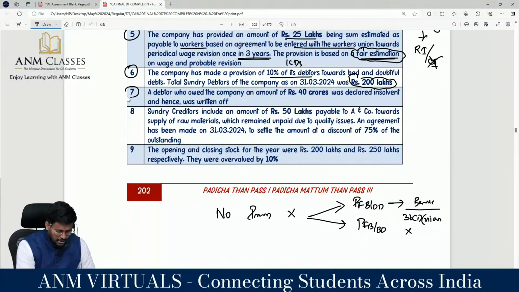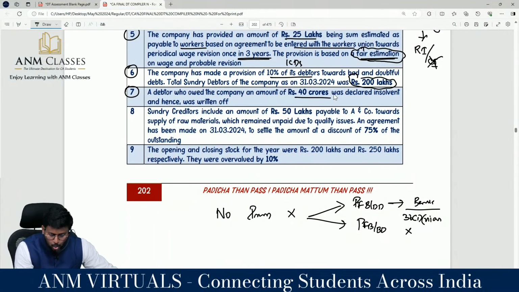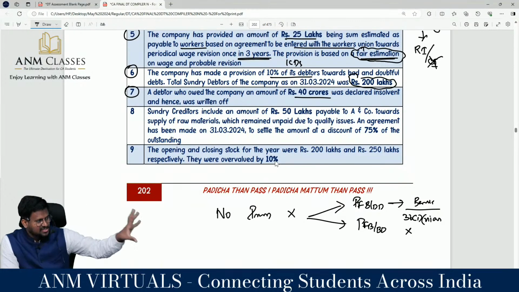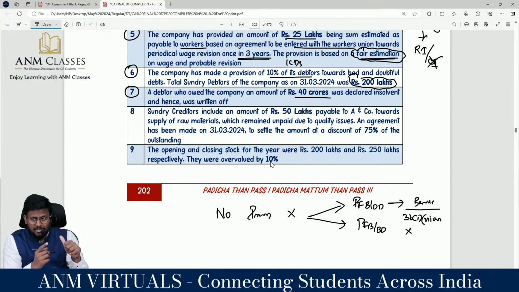Point number 7. A debtor who owed the company an amount of rupees 40 crore was declared insolvent and hence was written off. Allowed, bad debt is allowed. In order to claim deduction under section 36(1)(vii), 5 conditions should be satisfied. There should be a bad debt. That bad debt should be actually written off in the books of accounts, and you should offer that 40 crores to the income either in the current year or the immediately preceding previous years.